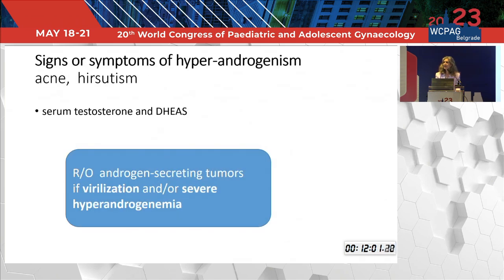So when we have signs of hyperandrogenism, in our case, the patient had acne and hirsutism, we take the hormones, we check for testosterone or DHEAS. In case of virilization or severe hyperandrogenism, we think of PCOS, obviously, but we have also to rule out androgen-secreting tumors.